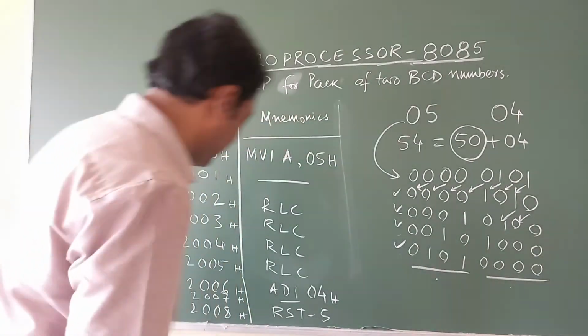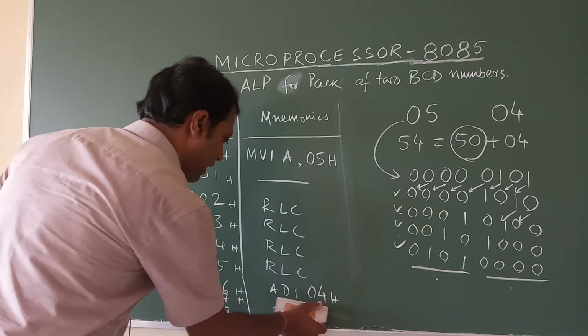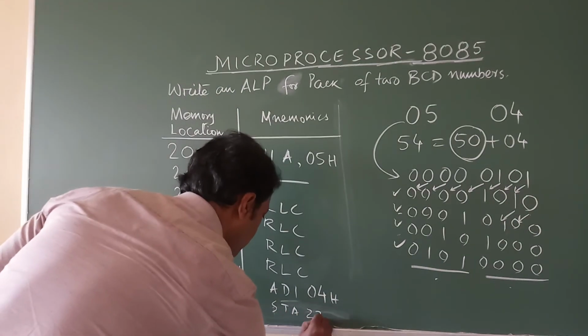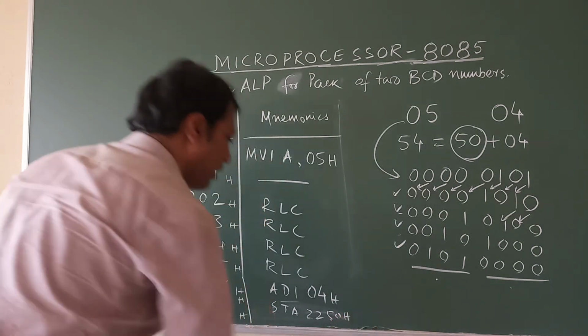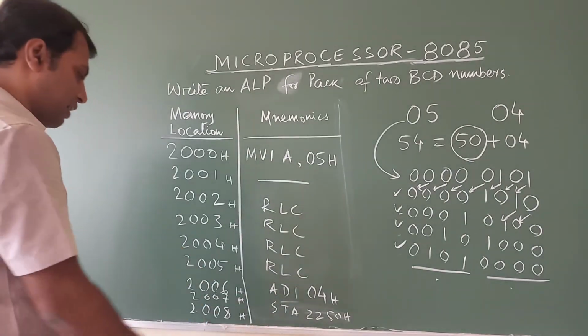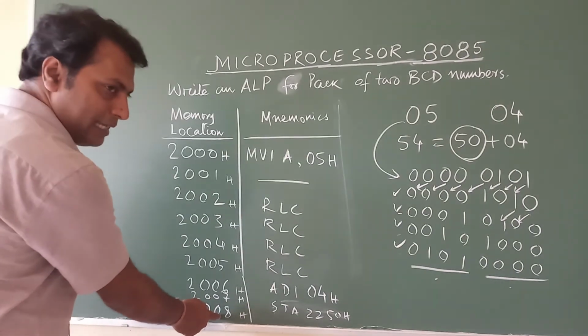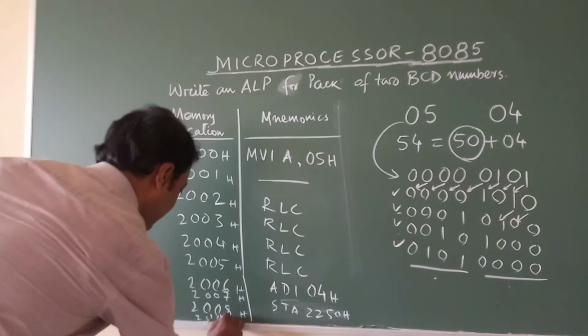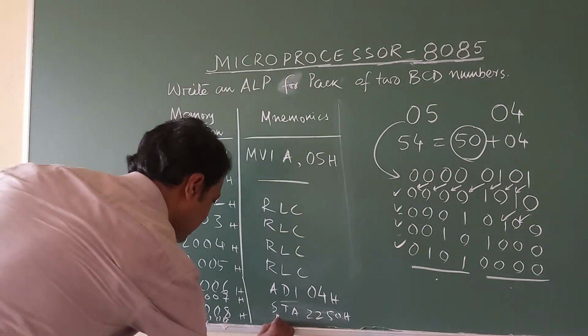Okay, so then we have to store this one. So STA, suppose the 2250 location is required and it is stored, so it consumes a 3-byte instruction. So 2008, 9 and A will be there and 200B will be the RST5.